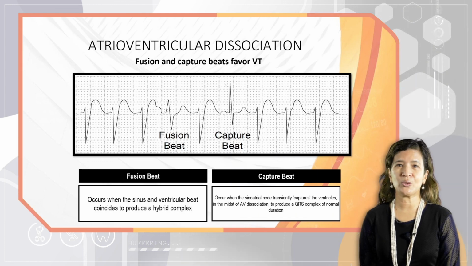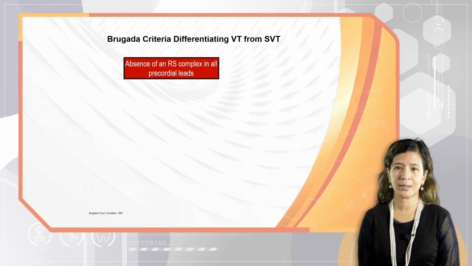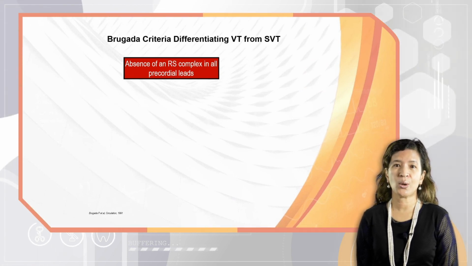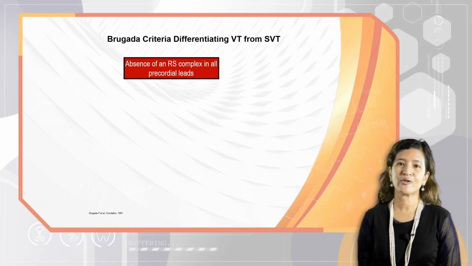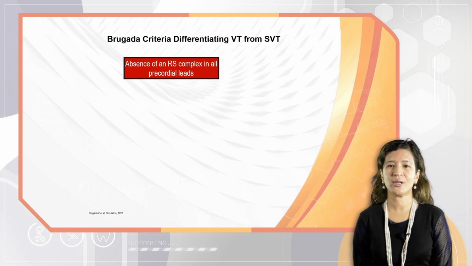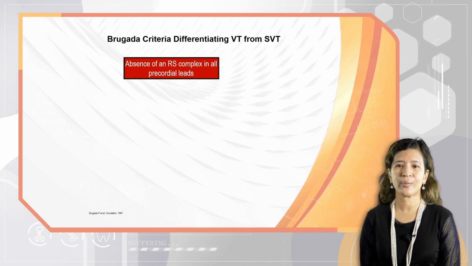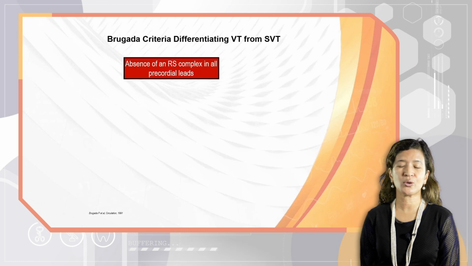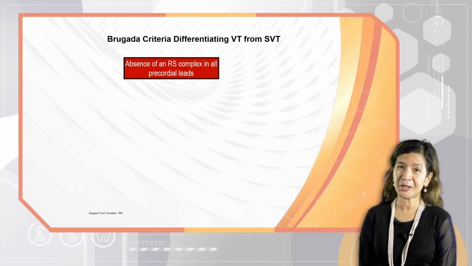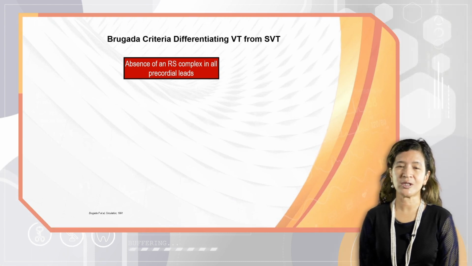Now, how do we put everything together? The most popular algorithm is that designed by Brugada. And it is a stepwise approach where one runs 4 criteria and decides whether it favors more of VT or SVT with aberrancy. First criterion, absence of RS complex in all precordial leads. This is another way of saying concordance. So if there is concordance, that favors, as we mentioned earlier, VT. If there is no concordance, then it can still be SVT.